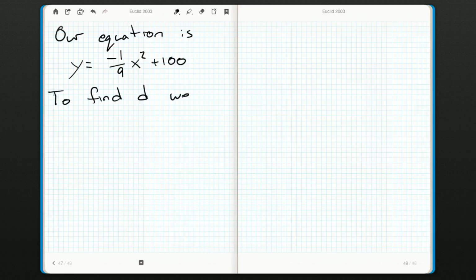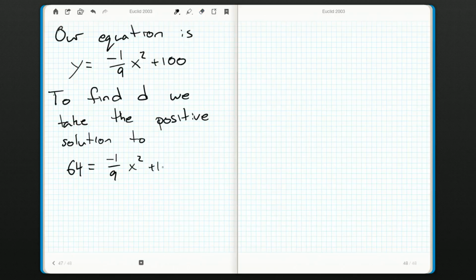To find d, we take the positive solution to y equals 64. So 64 equals negative 1/9 d squared plus 100. So let's rearrange that. The 100 will come over to the other side. We'll get negative 36 is negative 1/9 d squared. We can get rid of the minus signs, and we can multiply by 9 on both sides. So getting rid of the minus signs and multiplying by the 9.